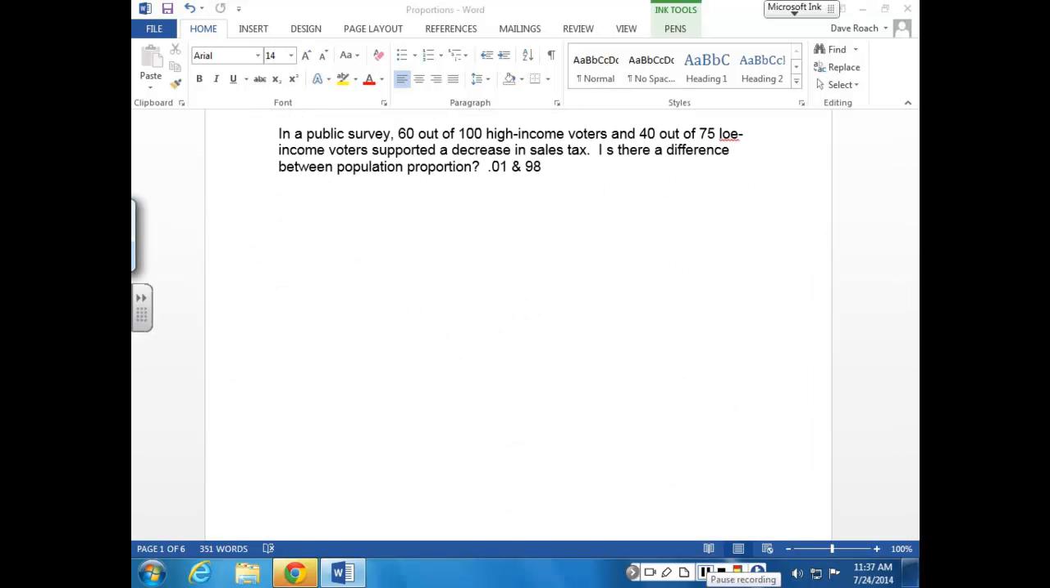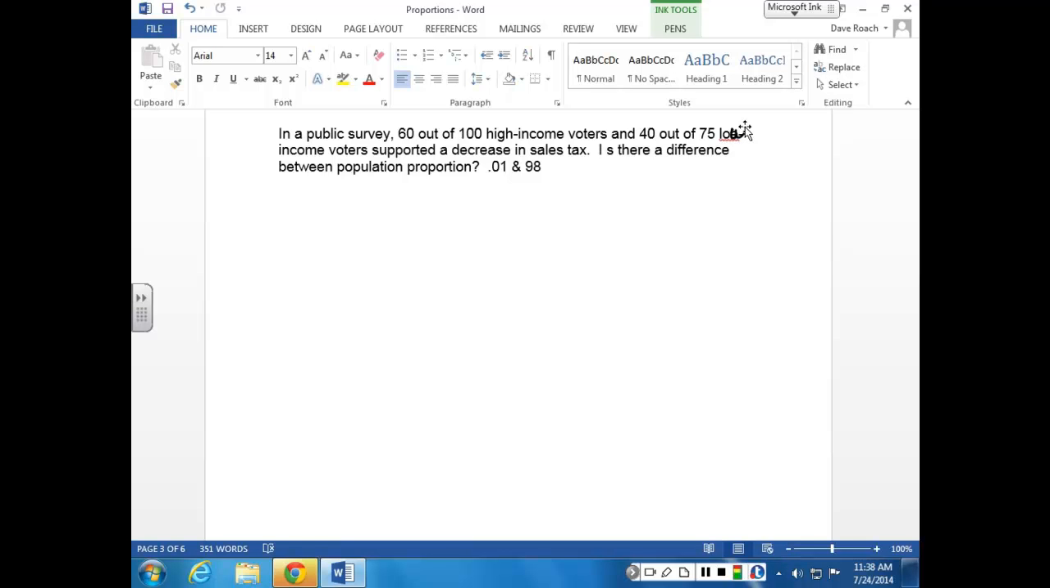Okay, again, this is just a shortened version of number 5 on your problem sheet. In this case, we have two samples. Well, that's a low-income sample, and it is on the problems that you have with you. I just typed this at the beginning of class because I didn't have the problem here. Anyway, there are two samples, 100 high-income voters and 75 low-income voters. All we're asking each of them is whether they support a decrease in the sales tax. So those are both yes/no.